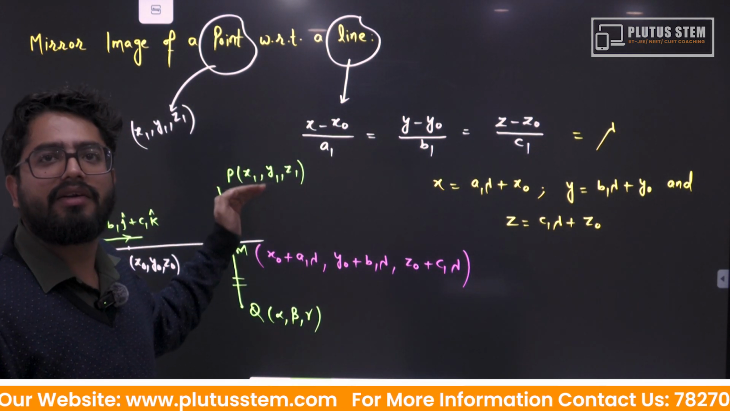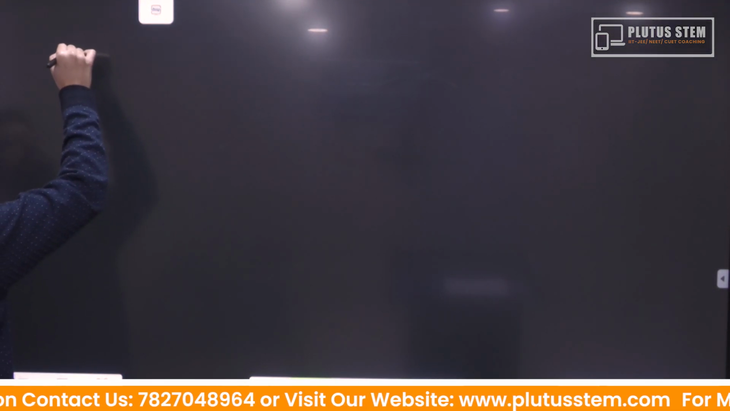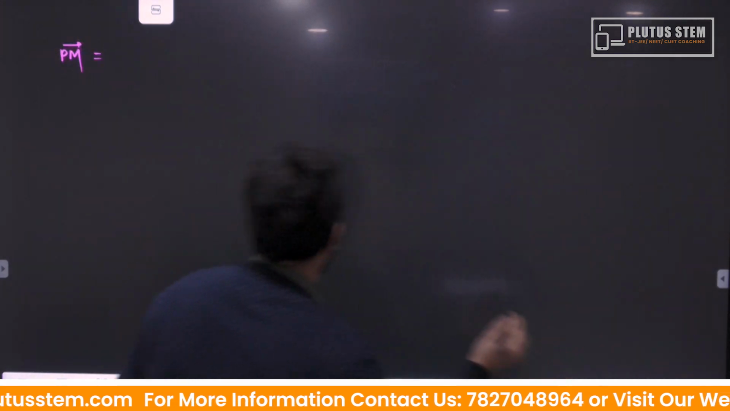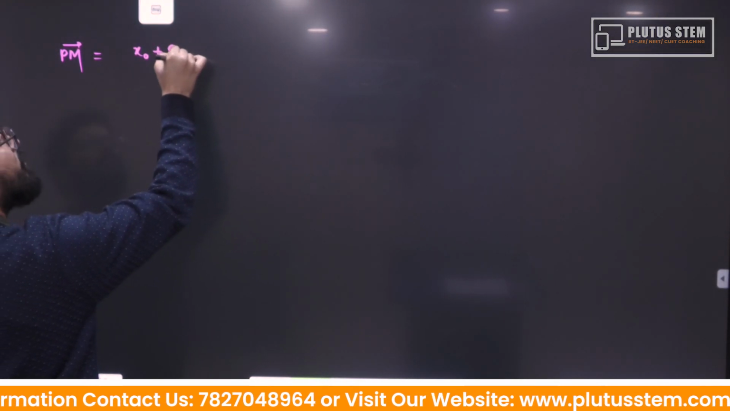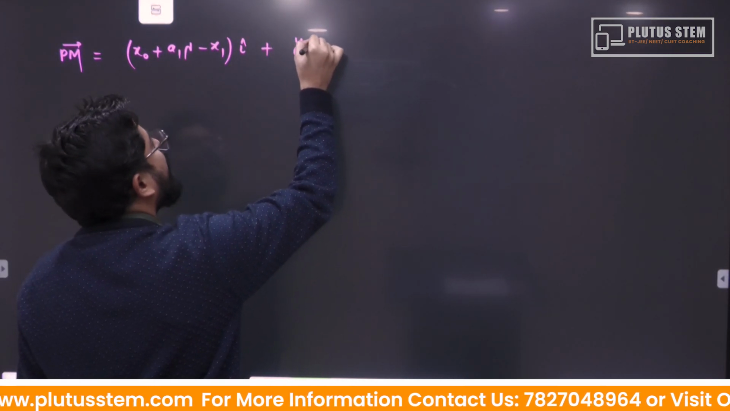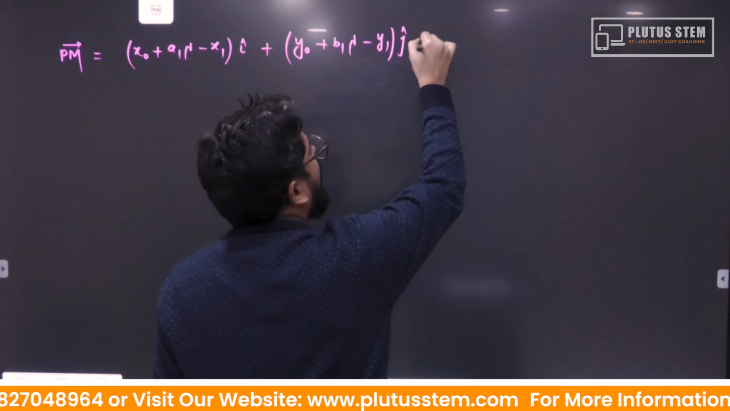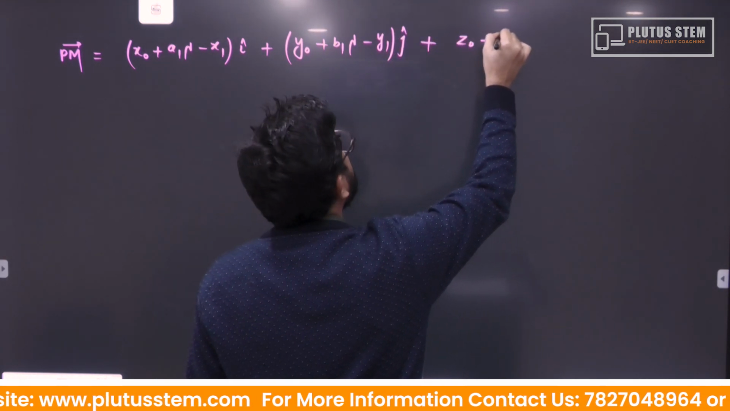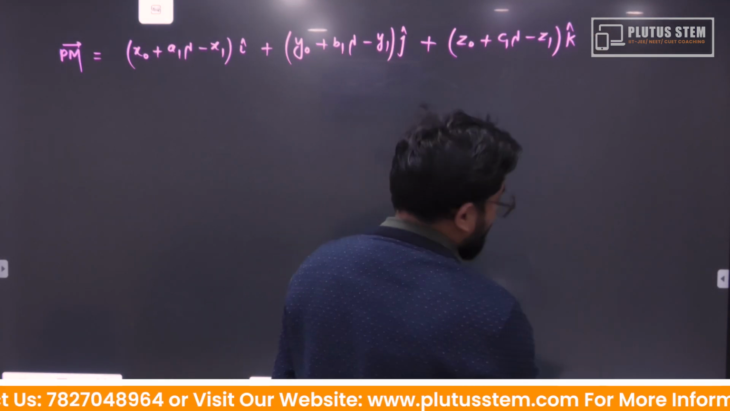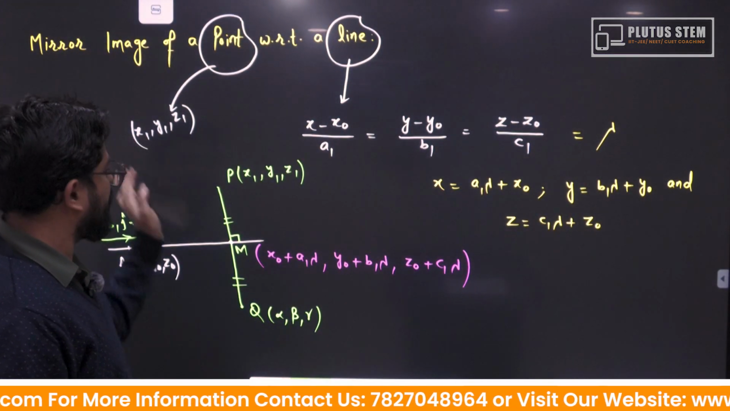Now we can find the PM vector. PM vector is (x naught plus a1 lambda minus x1) i cap plus (y naught plus b1 lambda minus y1) j cap plus (z naught plus c1 lambda minus z1) k cap. So now this is my PM vector.